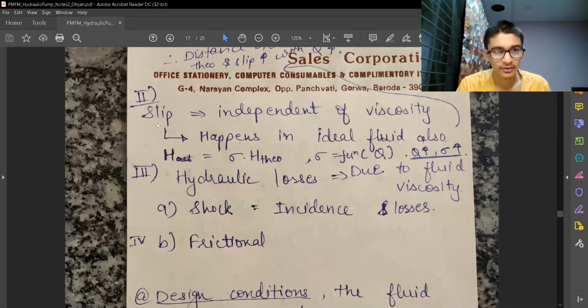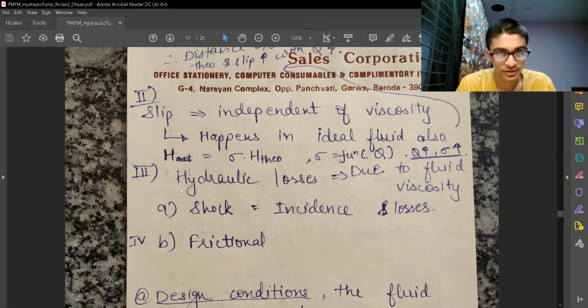And you should remember how the slip is happening. I have explained earlier, slip occurs because of circulation of flow around the blade, and that circulation was happening because of pressure difference or pressure gradient between the leading face and the lagging face of a blade. So there is a pressure gradient, a positive and negative pressure buildup on the faces of the blade.